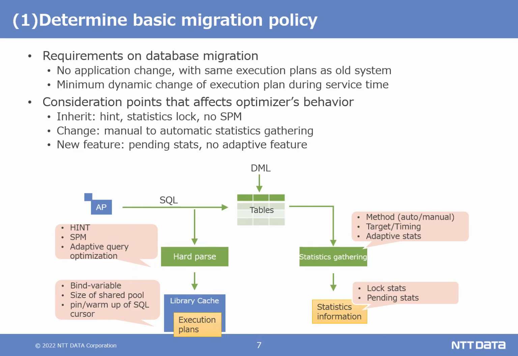For each feature, we decided whether to inherit, change, or utilize a new feature as a basic policy in order to realize the requirements. For example, we decided to continue to use existing hints, locking some statistics, and not to use SPM as it used to be. We decided to change manual to automatic statistics gathering. We decided to utilize new features such as pending stats, but disable adaptive features.